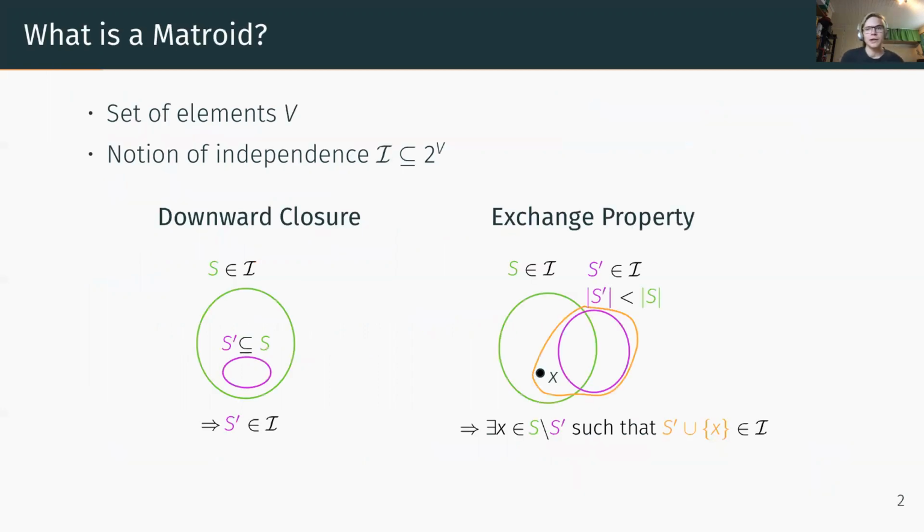Okay, so let's start by me telling you what a matroid is. A matroid is essentially a set of elements together with the notion of independence. This notion of independence needs to satisfy two properties. One of them is downward closure, where if some set S is independent, then any subset S prime of it must be independent as well. The other property is the exchange property, where if we have two independent sets, S and S prime, where one is smaller than the other, there always exists some element in the larger independent set which we can move to the smaller while still maintaining independence.